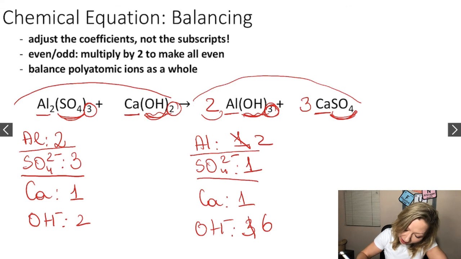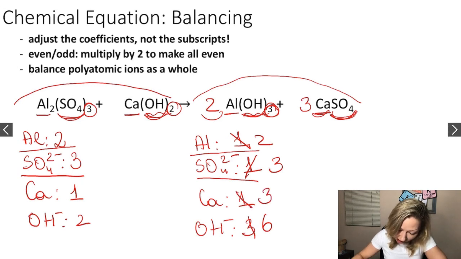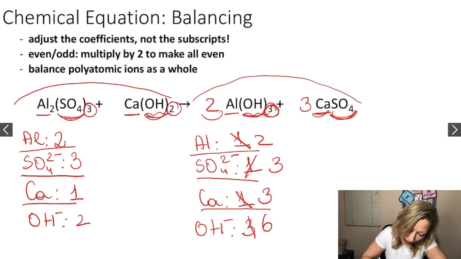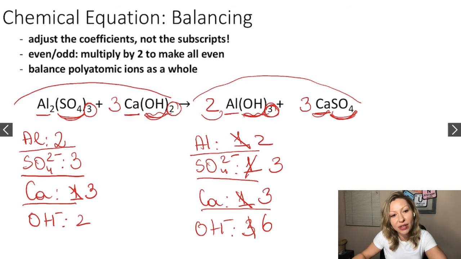Right? So now I have 3 of the sulfate ions, but the number of calcium also changed. So that's gonna be 3 also. Okay, so my aluminum and sulfate ions are actually balanced, but my calcium and hydroxide ions are off. Okay, so let's take a look at calcium first. I have 1 here, 3 there. So why don't I just multiply calcium hydroxide by 3? Right? Now my calcium became 3 on the reactant side, same as it was on the product side.